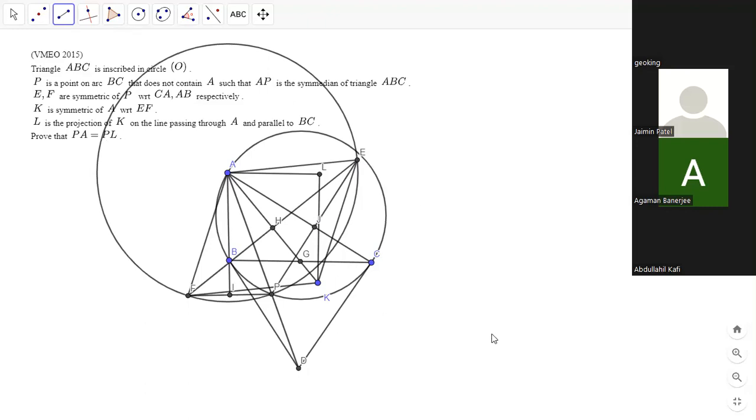Okay, so if A, I think I see what you're saying. So IJ is parallel to EF. And because of that, the perpendicular to EF from A has to be isogonal to AP. But wait, where did we use that AP was the symmedian? We have to use that somewhere, right?